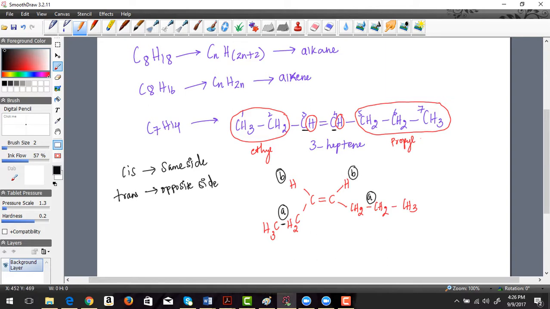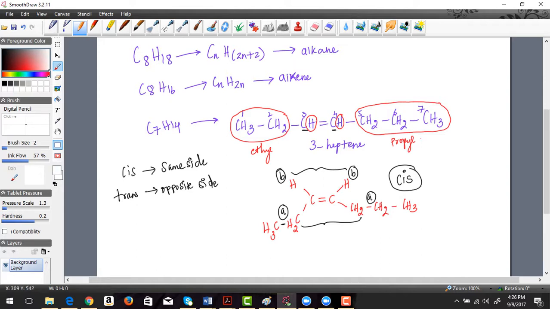If you notice, the A and the A are on the same side. We look diagonally across. Only if B and B are diagonally across and A and A are diagonally across do we call that compound trans. But in this case, A and B are opposite, which means A and A are next to each other, so this is a cis. Now let's write the alternate version.